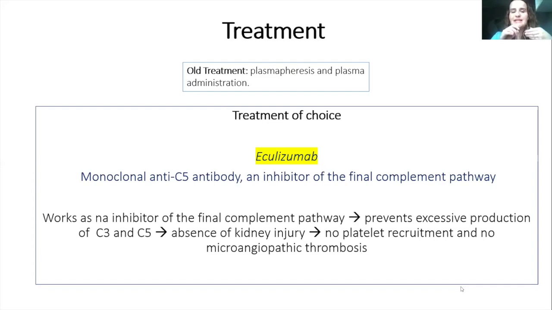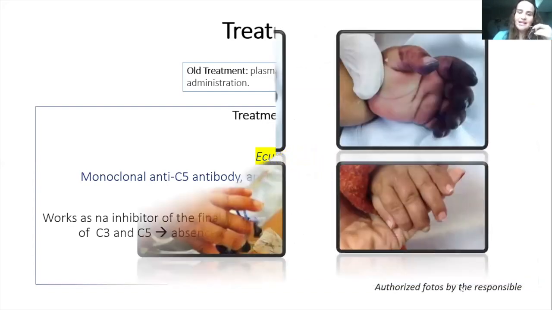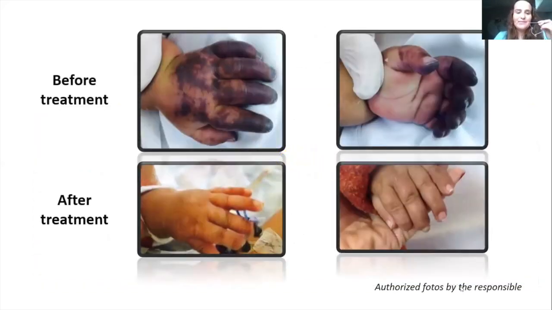Working as an inhibitor of the final complement pathway, it prevents the excessive production of the proteins C3 and C5, leading to an absence of kidney injury, no platelet recruitment and no microangiopathic thrombosis. Here we have a picture. All photos were authorized by the person responsible for the patient, before treatment and after treatment.